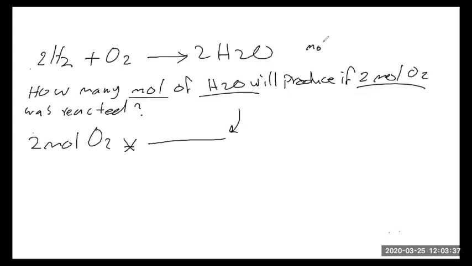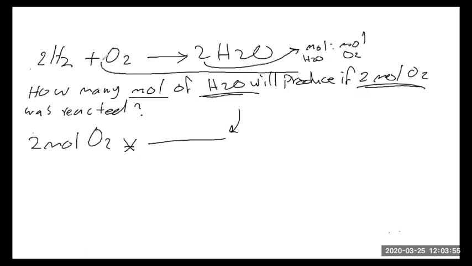Mole to mole ratio between which one and which one? Between H2O and O2. What is the mole to mole ratio? It is the coefficient number from a balanced chemical equation for each chemical. So 2 mole H2O for every 1 mole O2. Now, how you write it down is very important. Which one will go to the top? Which one will go to the bottom?